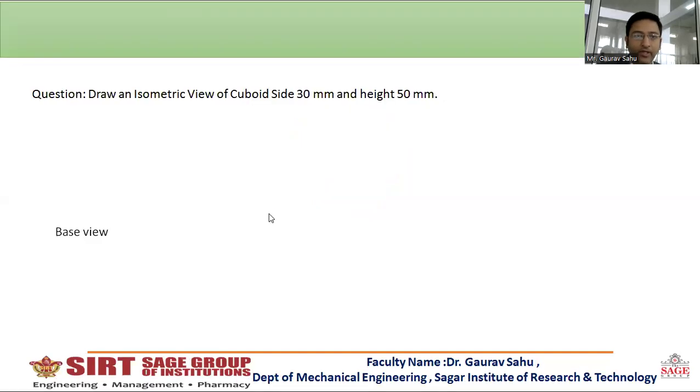Here I have taken a question of isometric view of a cuboid, 30 mm side and height 50 mm. We have to draw the isometric view of the cuboid whose base side is 30 mm and height 50 mm. Firstly, we have to draw the rough base view, because whenever we draw the isometric view, it is very important to draw the base view. That should be a rough one.